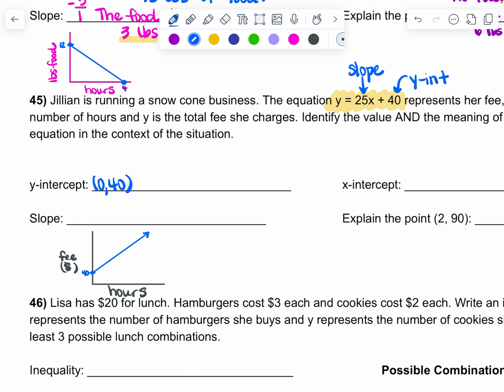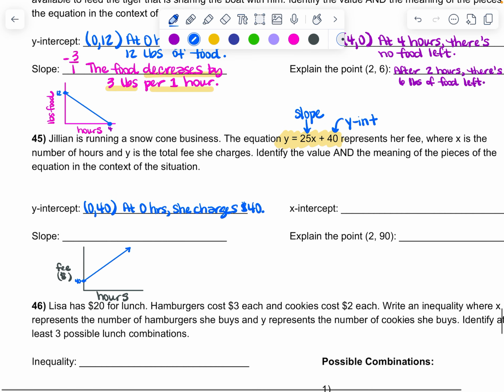Let's see. The y-intercept. All right, so (0, 40), clearly. So at 0 hours, she charges $40. Basically, her initial charge is $40, whether you buy any snow cones or not. Okay, I'm assuming it's like a snow cone truck or something like that.